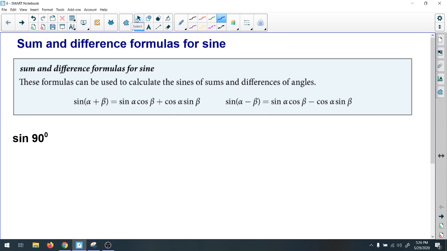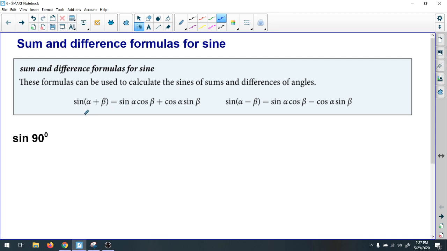Okay, we have sum and difference formulas for sine, cosine, and tangent. Let's go over the formulas for sine. We have here, if you have sine of alpha plus beta, don't worry about alpha and beta. Like A and B, like X and Y, the same. So don't be scared of Greek letters.